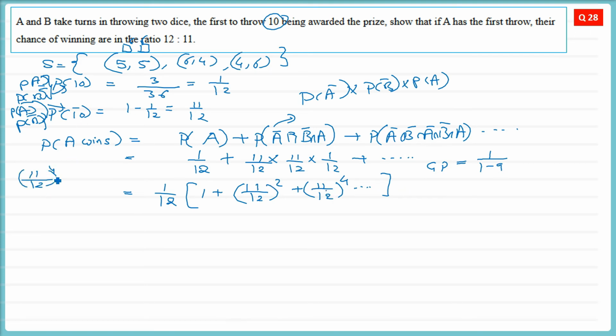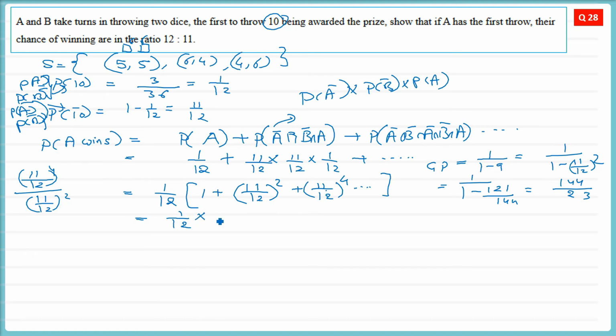So if you take any two terms, 11 by 12 raised to 4 by 11 by 12 raised to 2, the common ratio is 11 by 12 squared. That is nothing but 121 by 144. So 1 by 1 minus this will be 1 by 1 minus 121 divided by 144. So 144 goes up. 144 minus 121 is 23. This is 1 by 12 multiplied by 144 divided by 23.